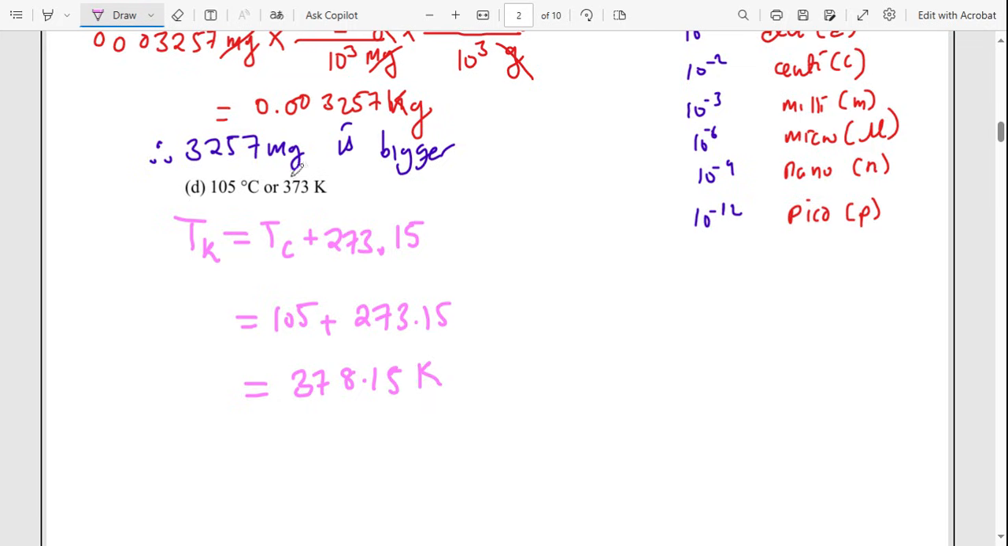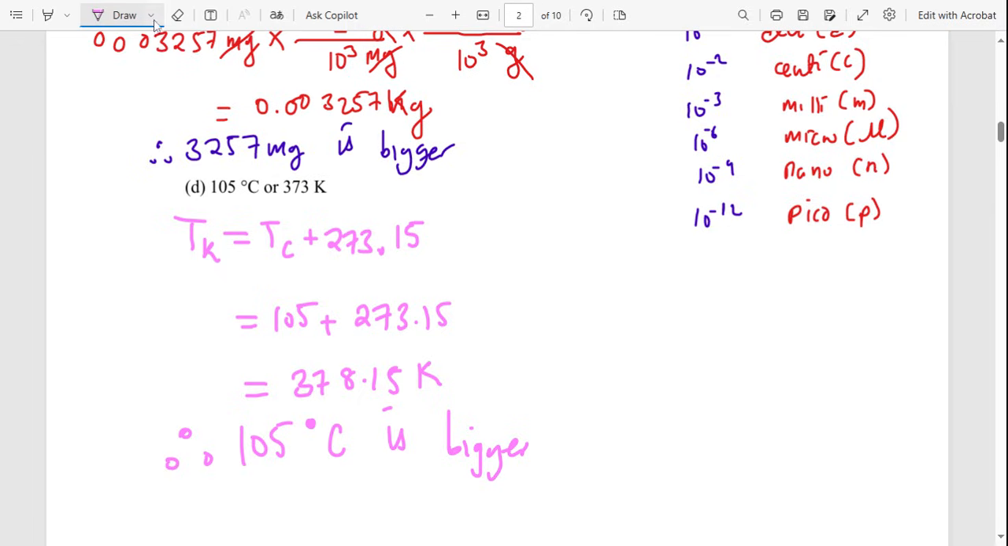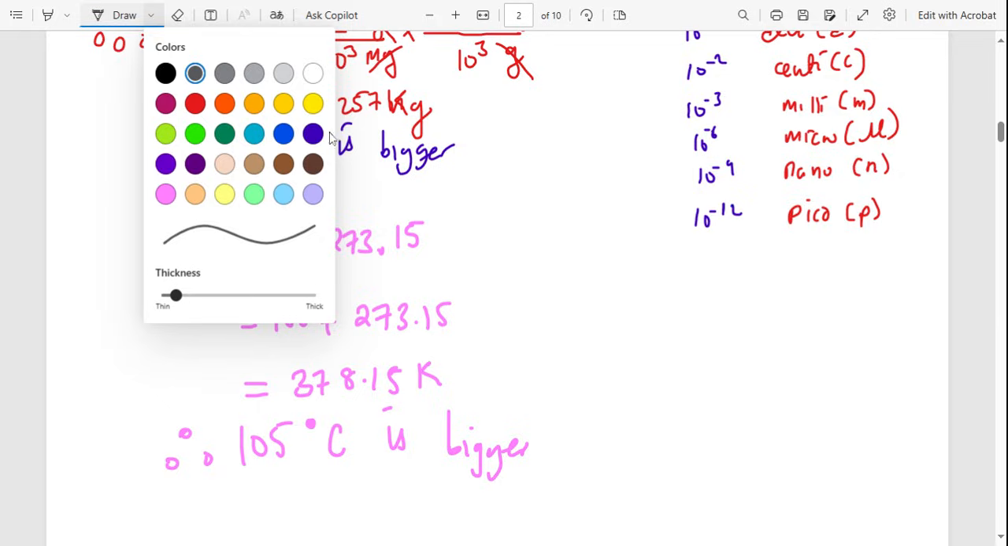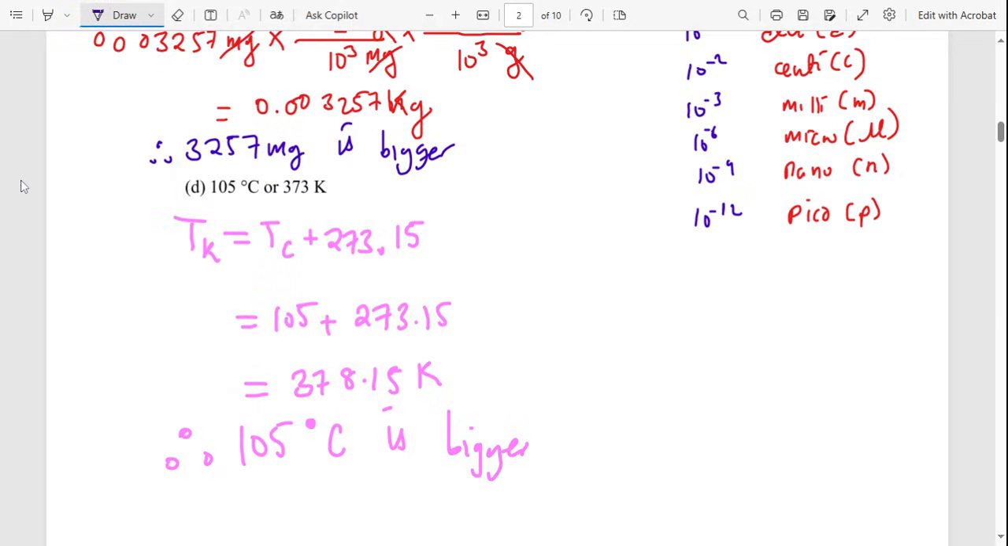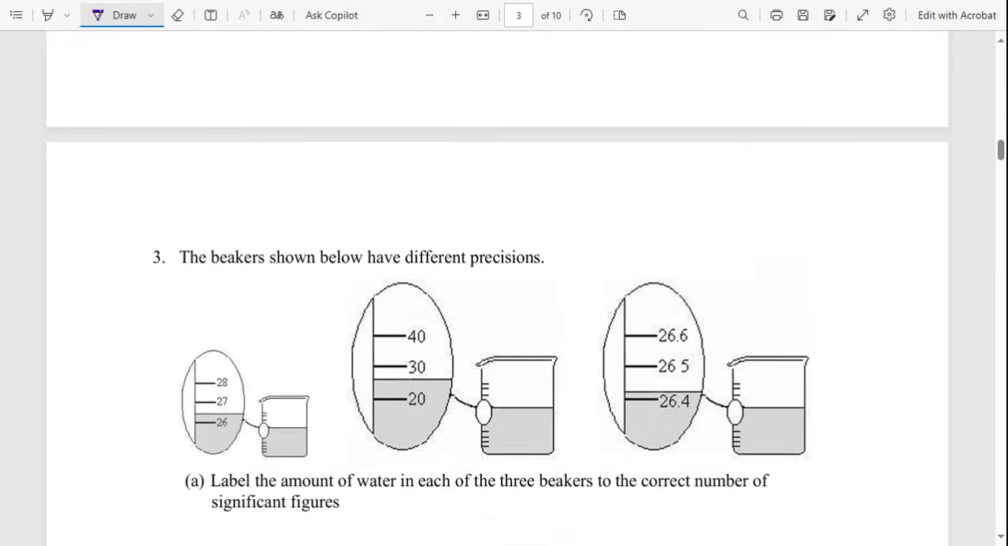So you see that one is 373, this one is 378. So we'll say therefore 105 degrees Celsius is bigger. Does this make sense? Okay, thank you very much. So these things are very easy. Okay, please switch off the mic.